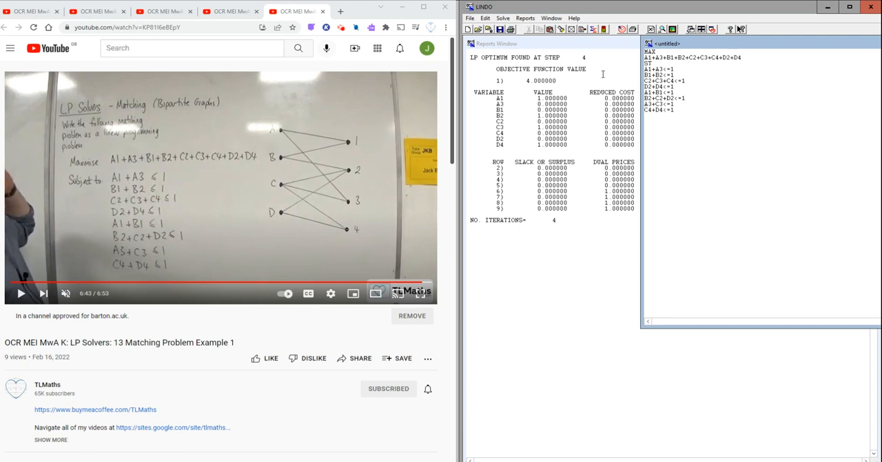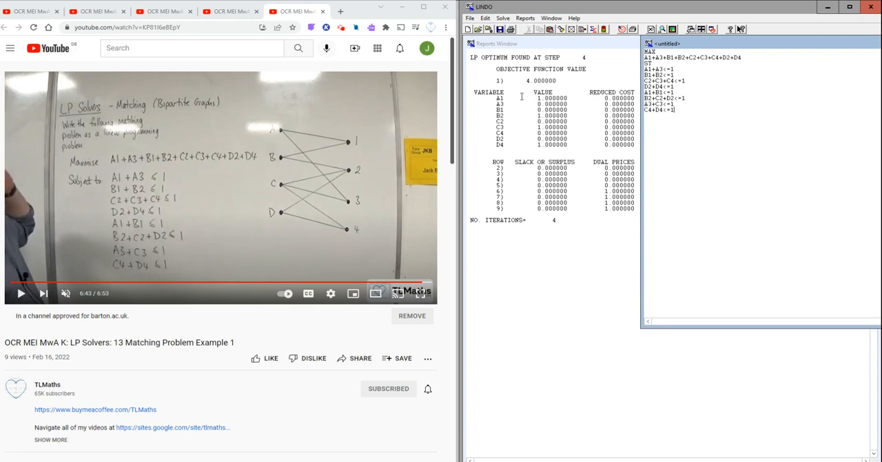Okay, so what does this mean? Well, the objective function value here is 4. And what that is telling me is that I have matched 4 workers to 4 jobs. So that's all worked out. And it said, here is the first solution. So there may be more than one solution to this.